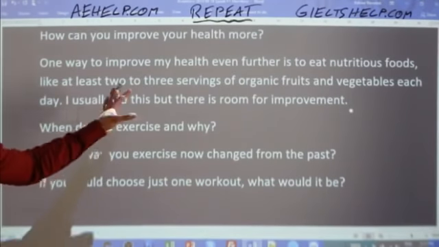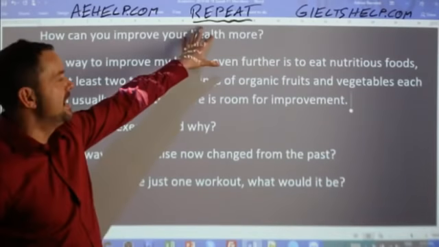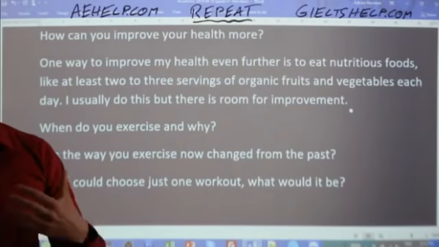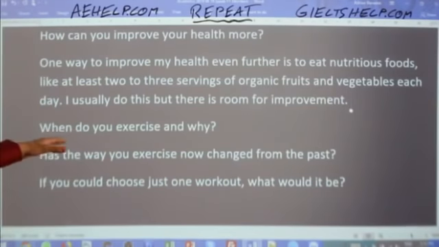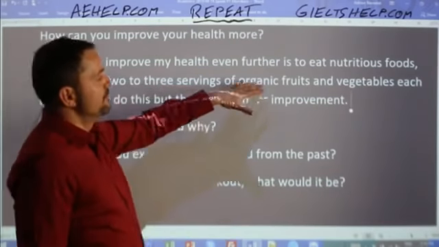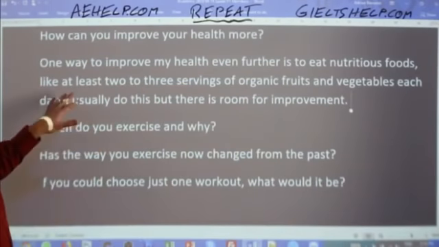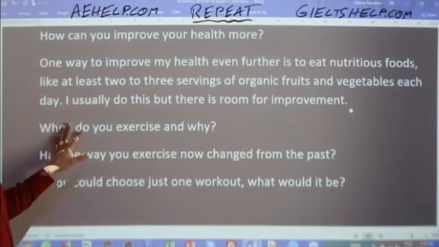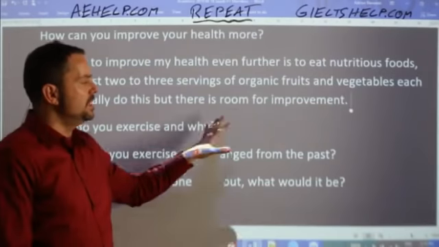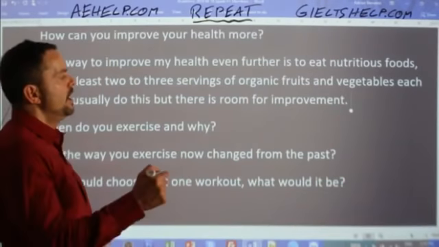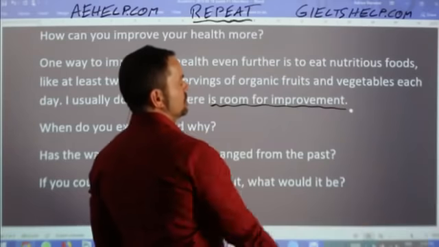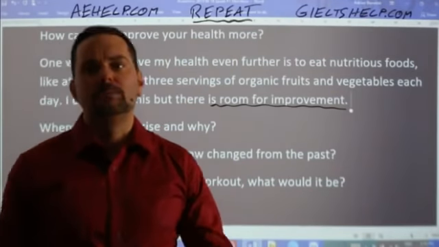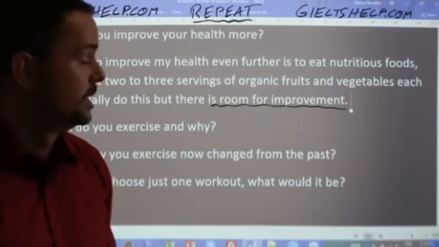Here's my answer again, one more time. Just repeat after me, nice and loud. Okay, students, really just repeat after me, nice and loud. One way to improve my health even further is to eat nutritious foods, like at least 2 to 3 servings of organic fruits and vegetables each day. I usually do this, but there is room for improvement. Here's a nice natural expression for you to learn. Room for improvement. It means I could do it more. I could become healthier. Okay, so good.